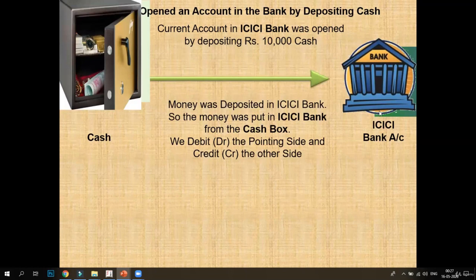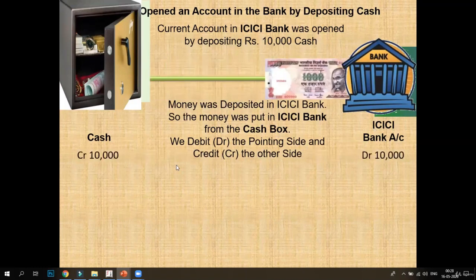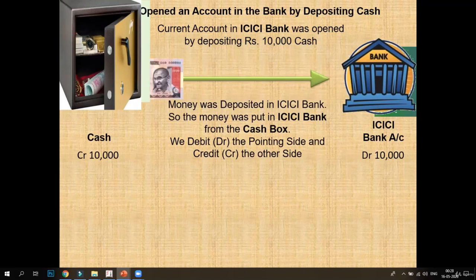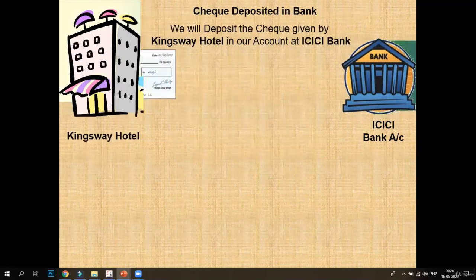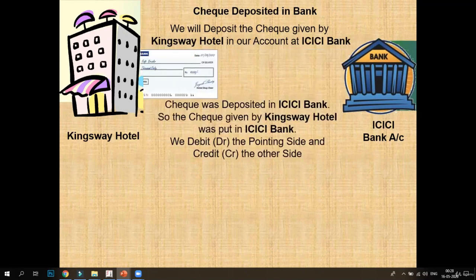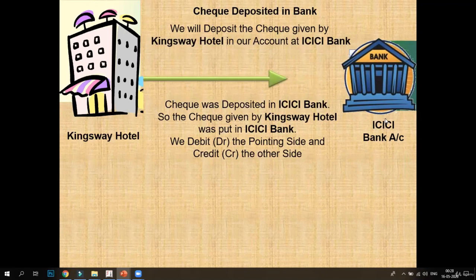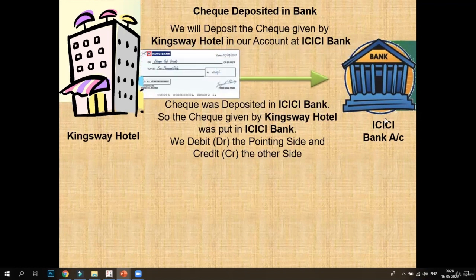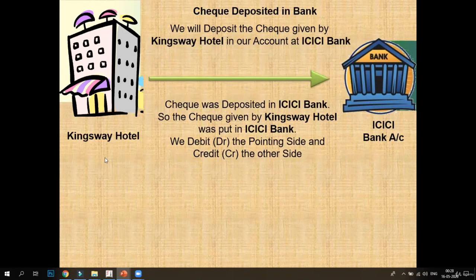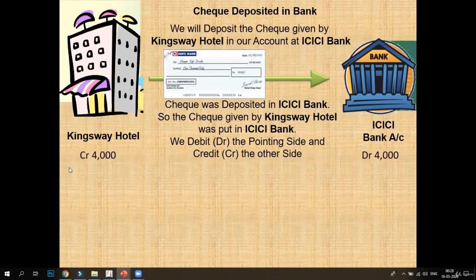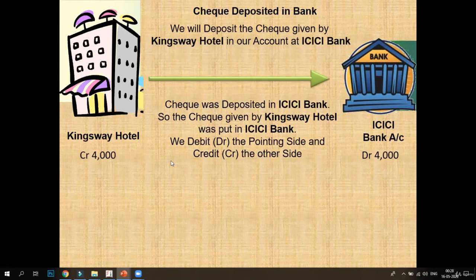So what will we do here? We'll debit the ICICI Bank account because this is increasing. This is a real account and this is an asset, and cash will be credited. Again real account, but this is decreasing. So the entry will become ICICI Bank account debit to cash account. Now we will deposit the check from Kingsway Hotel in the bank. So what is happening here? Our real account, ICICI Bank account, is increasing. So we'll debit this, and the Kingsway Hotel account, the giver, will be credited as per our personal account rule.